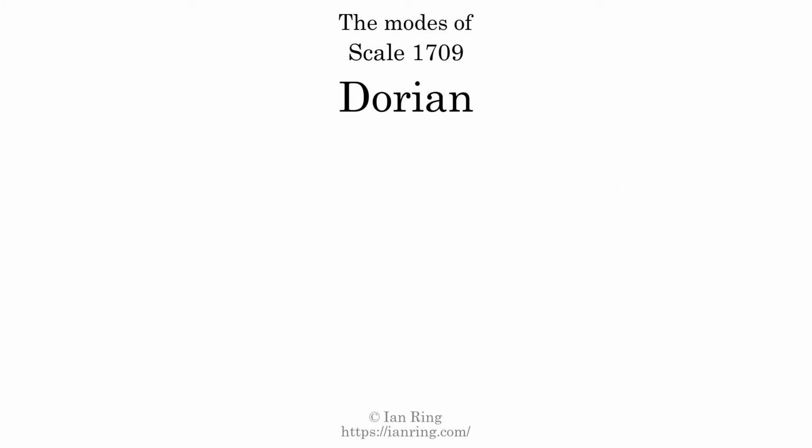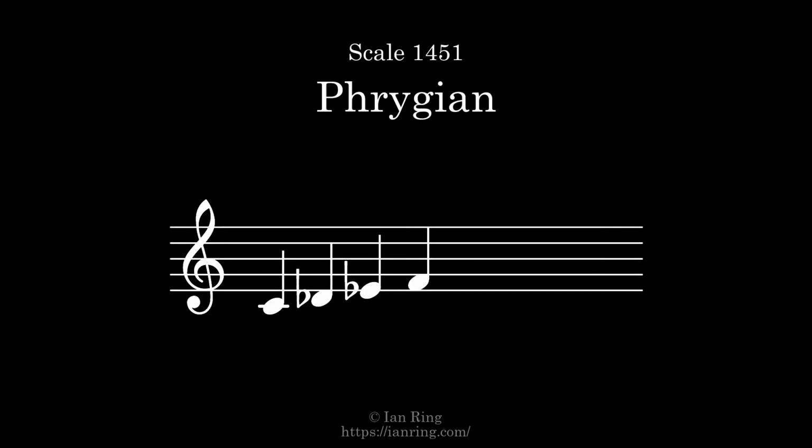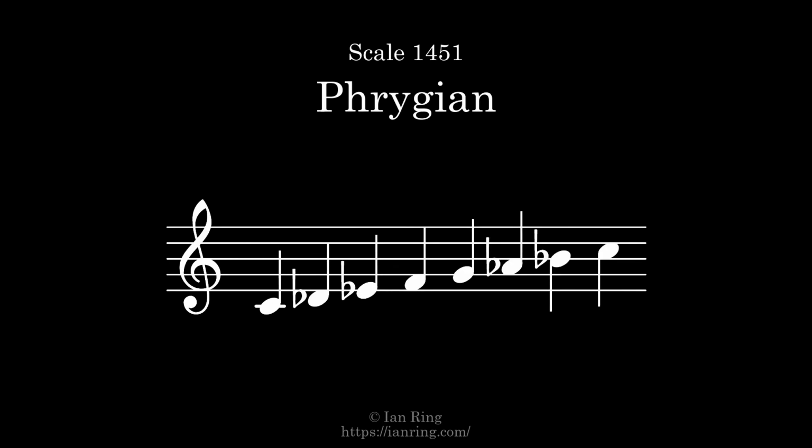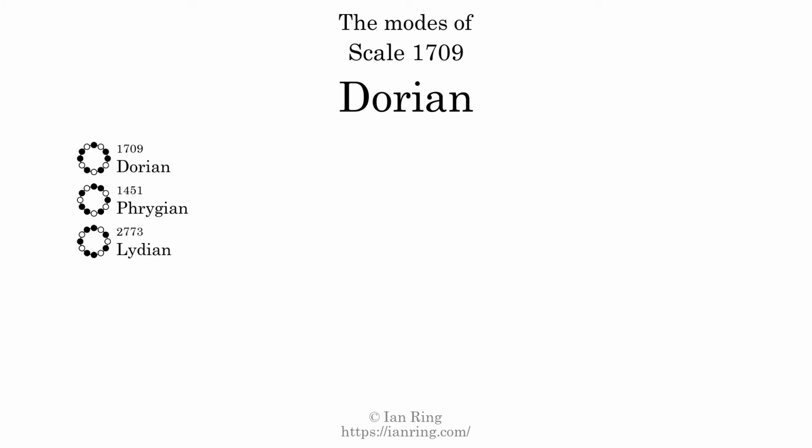This scale has 7 modes. The first mode is itself. The second mode is scale 1451, also known as Phrygian. It sounds like this. The third mode is scale 2773, also known as Lydian. It sounds like this.